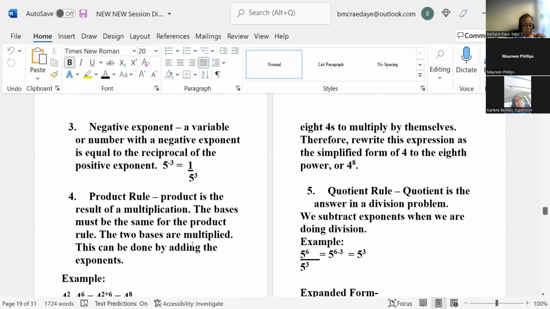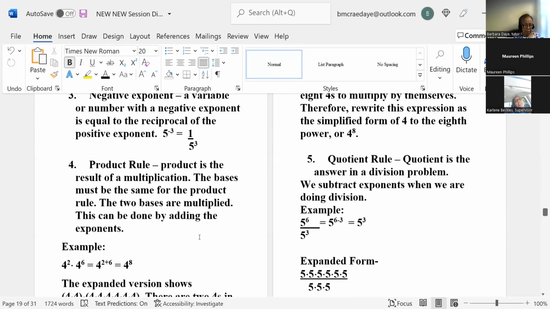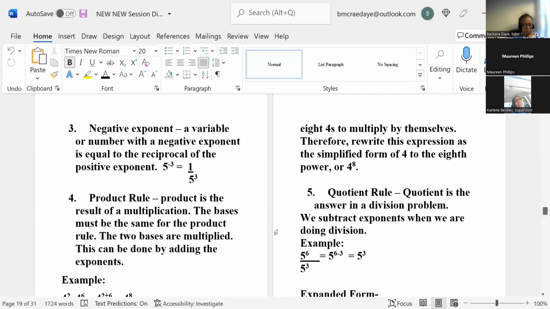Now, to show what this actually looks like, 4 to the 2nd, that's 4 times 4. 4 to the 6th is 4 times itself 6 times, right? And when you add this, you have actually 8 fours, right? And when you multiply them by themselves, you get 4 to the 8. The simplified form, 4 to the 8, which is 4 times 4 times 4, and then 4 times 4 times 4, up to 8 fours.